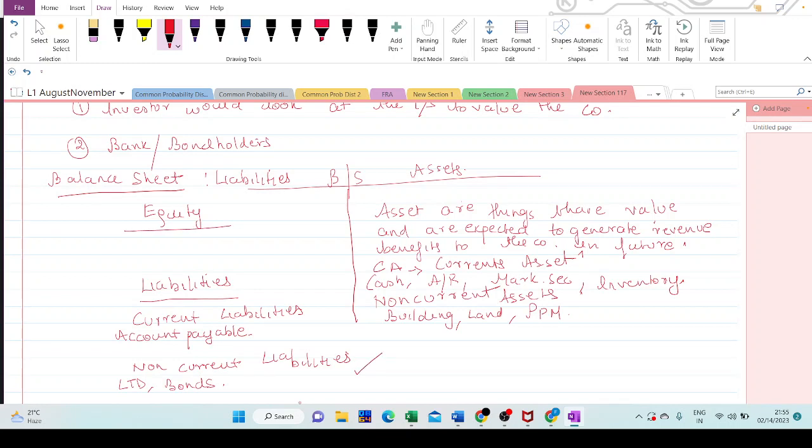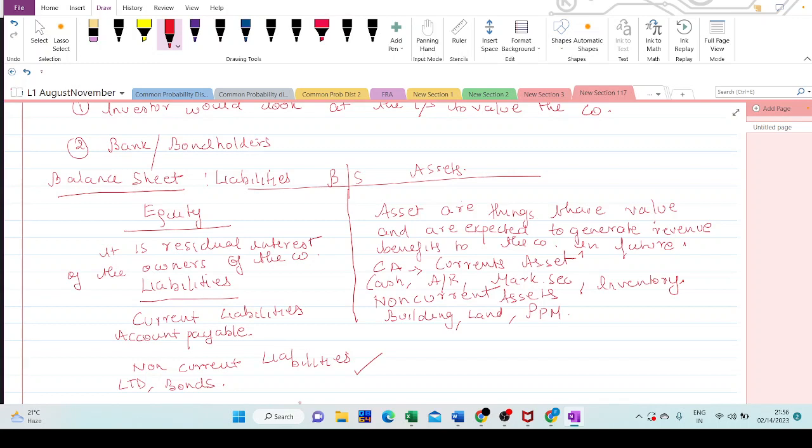And then we have equity. What is equity? It is the residual interest of the owners of the company. Or equity is basically what remains in the company after liabilities have been paid by selling the assets. Basically, equity is what remains after paying off the liabilities by selling the assets.